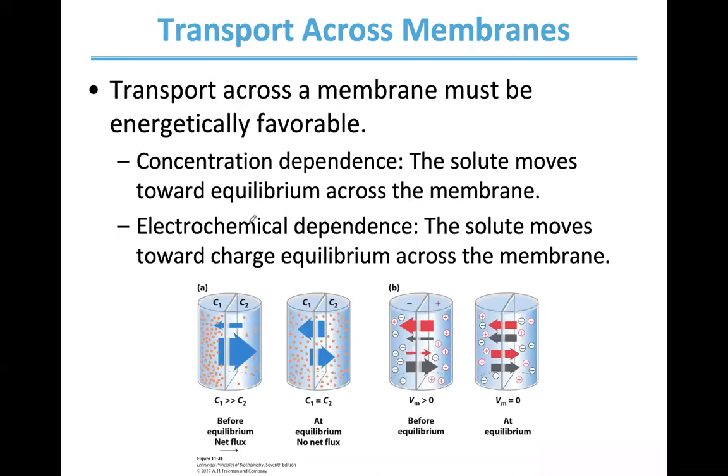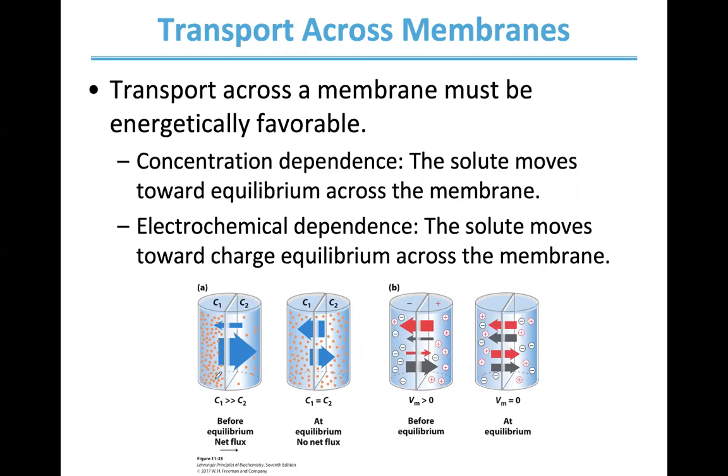So it must be energetically favorable. Now you can see here, regardless of whether it's passive or facilitated, it has to be energetically favorable. And you can see, for example, this energy can be provided by the concentration gradient, right?